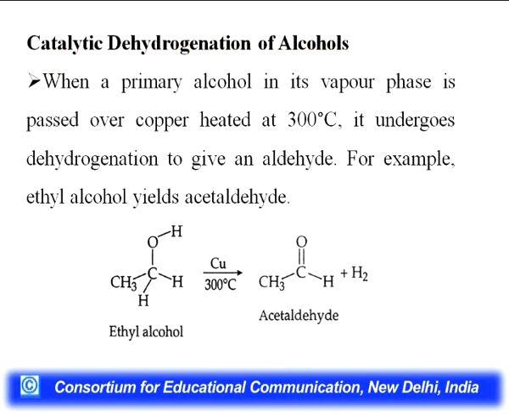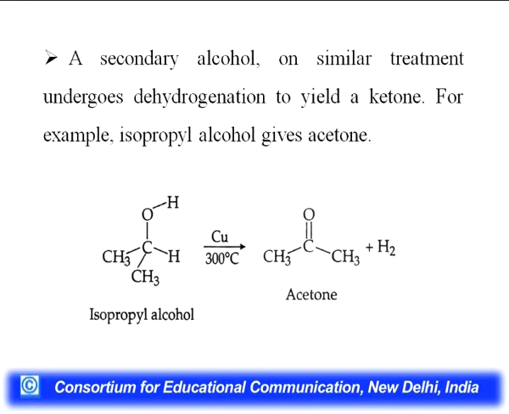Next is the catalytic dehydrogenation of alcohols. When a primary alcohol in its vapor phase is passed over copper heated at 300 degrees Celsius, it undergoes dehydrogenation to give an aldehyde. For example, ethyl alcohol will give you acetaldehyde at 300 degrees Celsius with copper.